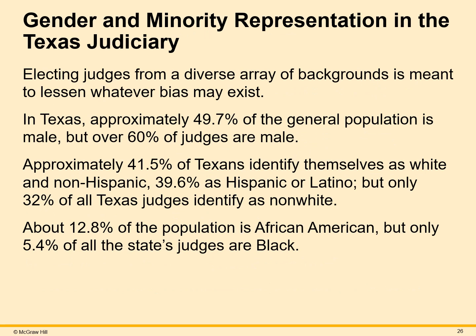Gender and minority representation in the Texas judiciary. Electing judges from a diverse array of backgrounds is meant to lessen whatever bias may exist. In Texas, approximately 49.7% of the general population is male, but over 60% of the judges are male. Approximately 41% of Texans identify themselves as white and non-Hispanic. 39.6% are Hispanic or Latino, but only 32% of all justices identify as non-white. About 12.8% of the population is African American, but only 5.4% of all state judges are Black.